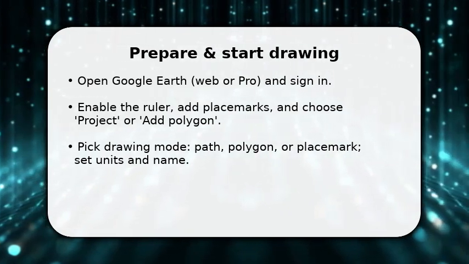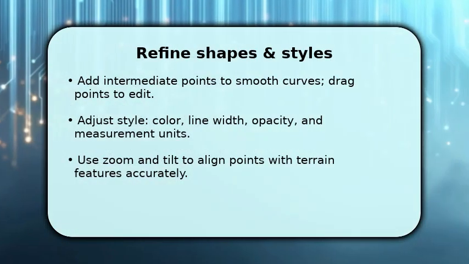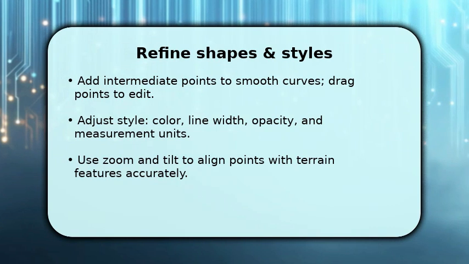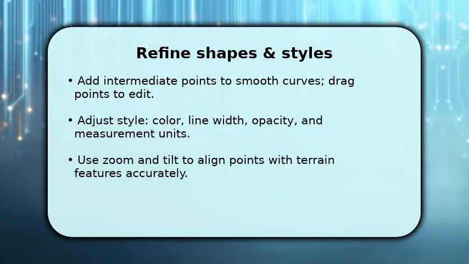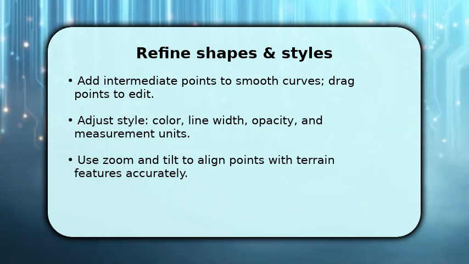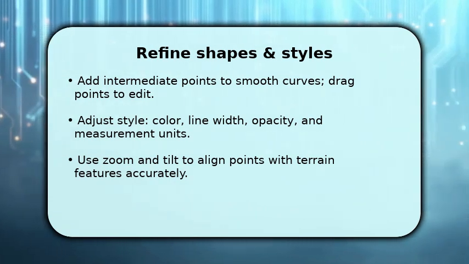Once you have the basic shape, refine it by adding intermediate points and dragging existing vertices. This helps smooth curves and match roads or boundaries. You can change color, line width, and opacity in the Style menu so the drawing reads clearly against imagery.